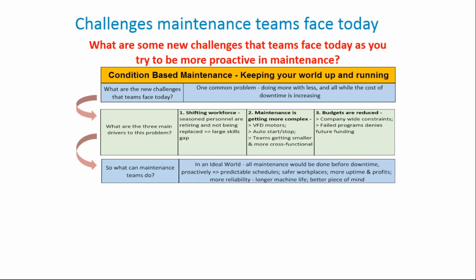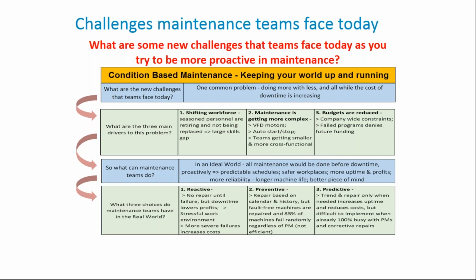And for the past 30 years, we've been talking about proactive maintenance, and basically everybody wants to do this. Everybody wants safer workplaces, more uptime, more profits, to be able to extend machine life, and have better predictable schedules. But in the real world, that just doesn't seem to happen. Things always get in the way. So we're kind of left with three choices, and all of them are bad.